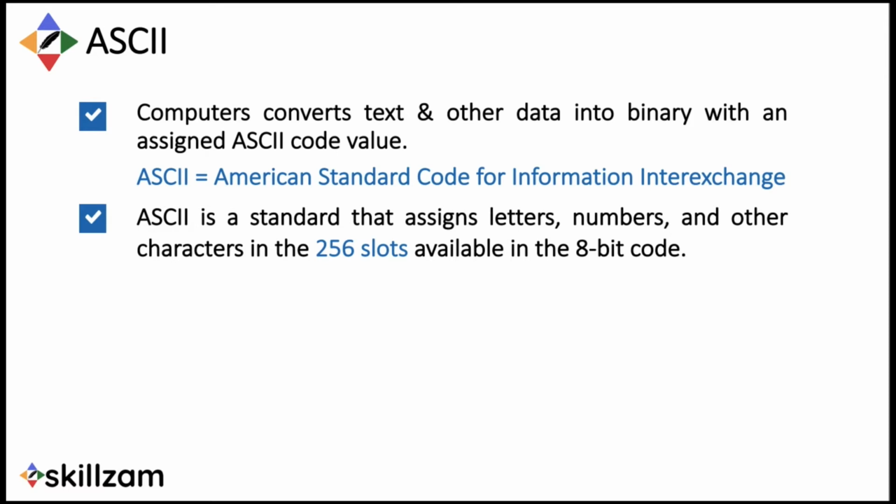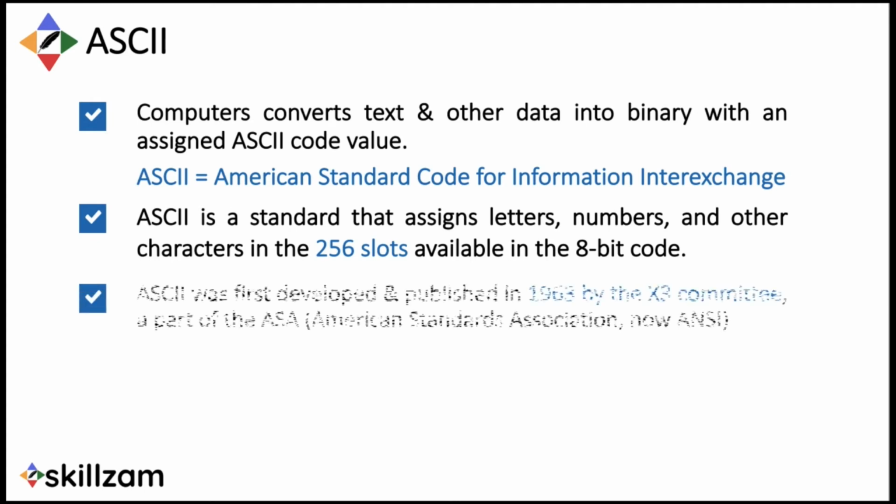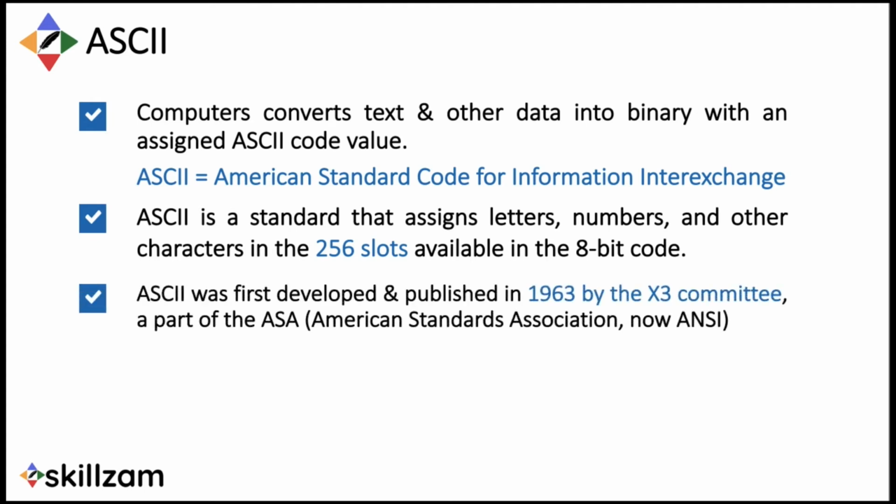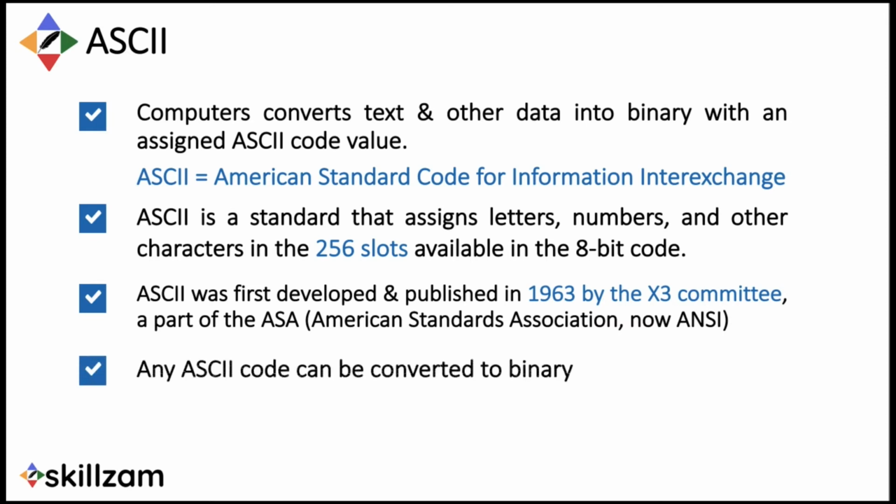ASCII code is an 8-bit code value, which means it has 2 to the power 8, that is 256 slots available. ASCII was first developed and published in 1963 by the X3 Committee, a part of ASA, which stands for American Standard Association, which is now nothing but ANSI, the American National Standards Institute. Any ASCII code can be converted to binary.